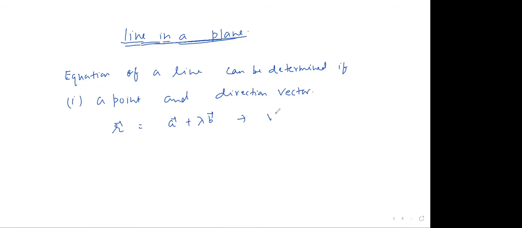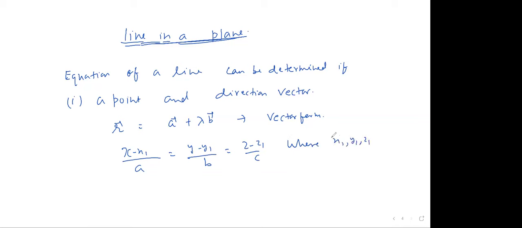This is the vector form. In Cartesian form, we have (x minus x1) over a, (y minus y1) over b, and (z minus z1) over c, where x1, y1, z1 is the point and a, b, c are direction ratios.